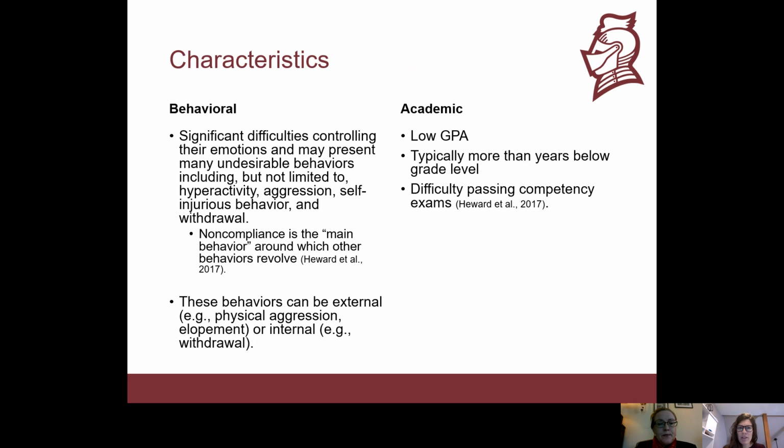Characteristics of students with ED can be broken down into behavioral and academic characteristics. For behavioral characteristics, students show significant difficulties controlling their emotions, and they may present many undesirable behaviors. It is important to note that the main behavior that manifests in students with ED is noncompliance. Other behaviors revolve around students being noncompliant, such as aggression, self-injurious behavior, and withdrawal. These behaviors can be both external or internal. For the academic characteristics, students typically have low GPA, they're more than years below grade level, and they have difficulty passing competency exams. The academic difficulties stem from missing valuable teaching time in the classroom.